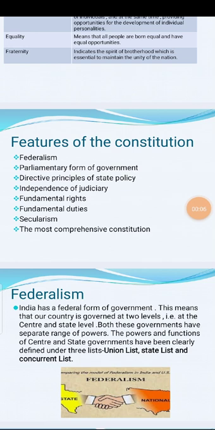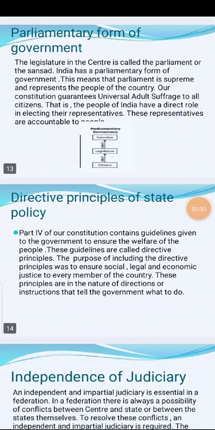Okay, students, as you know, we are continuing the chapter Ideals of Indian Constitution, Ideals of our Constitution, and we were discussing features of the Constitution. We have discussed three features of the Indian Constitution: federalism, parliamentary form of government, and directive principles of state policy. Now our next feature is independence of judiciary.